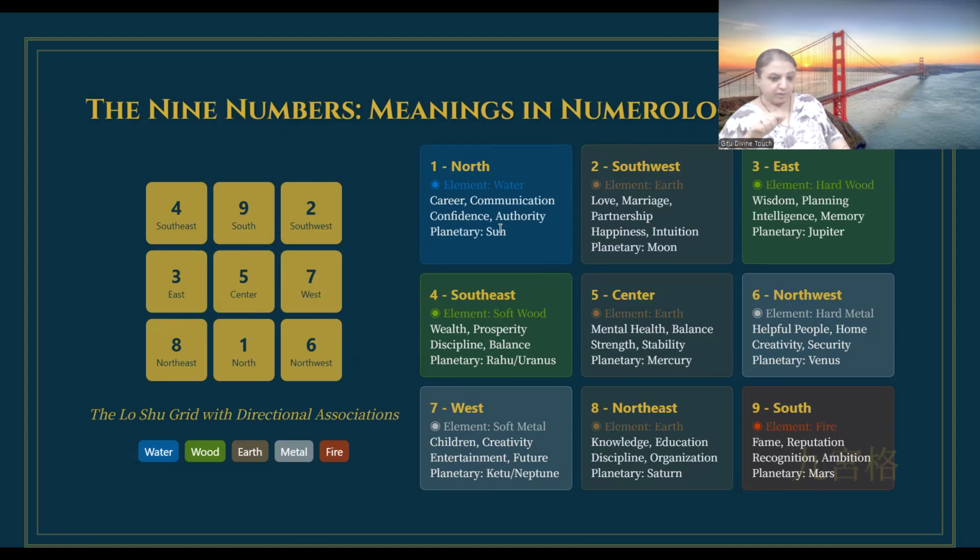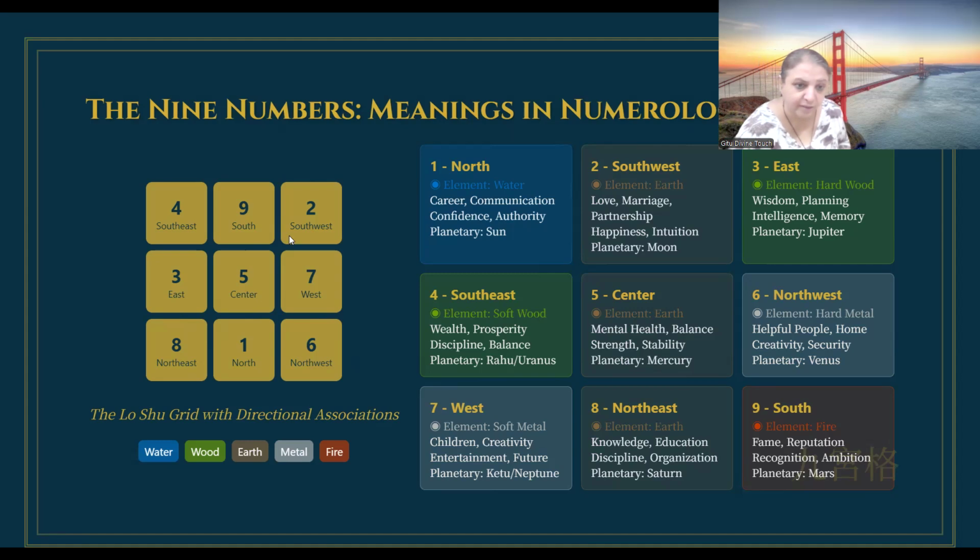And the planet connected to 1 is Sun. 2 is southwest, which is Moon. In the Loshu grid, 2 is placed in the southwest, which is for love, relationship, partnership, happiness, intuition. And the element of 2 is earth.